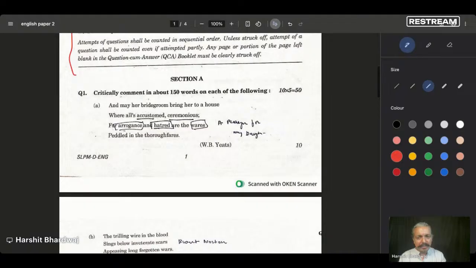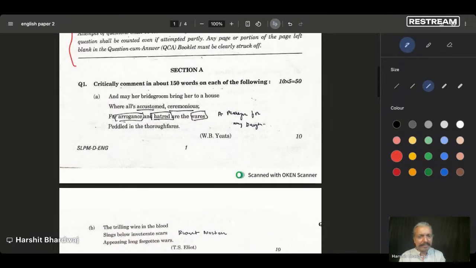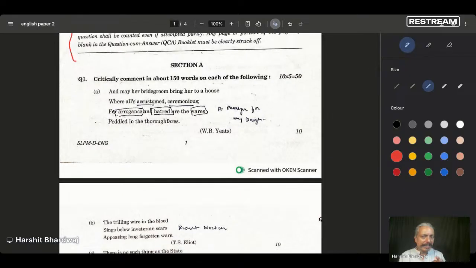So when we do these questions, this is 50 marks. These 50 marks should be easy pickings for you. Both compulsory questions, 100 marks. You should be aiming to get at least 60 to 70 there. Little ambitious, but you should be able to get it. It's not an out of bounds target. 60 to 70 here. So, critically comment in about 150 words on each of the following. 150 words is two sides of the sheet.